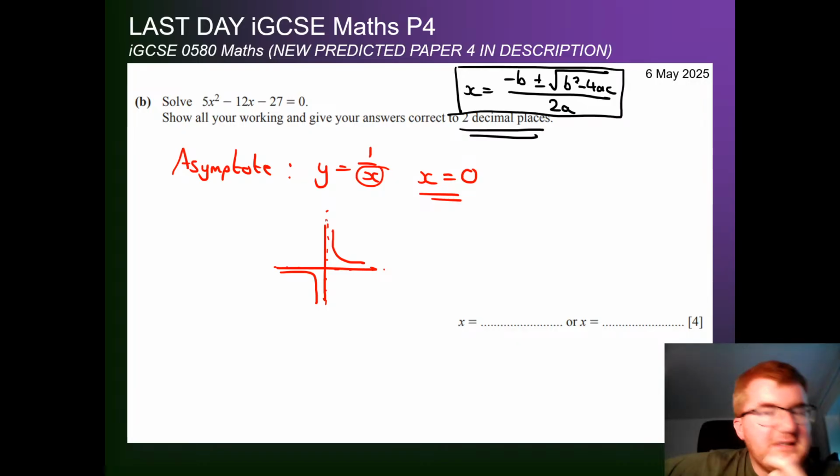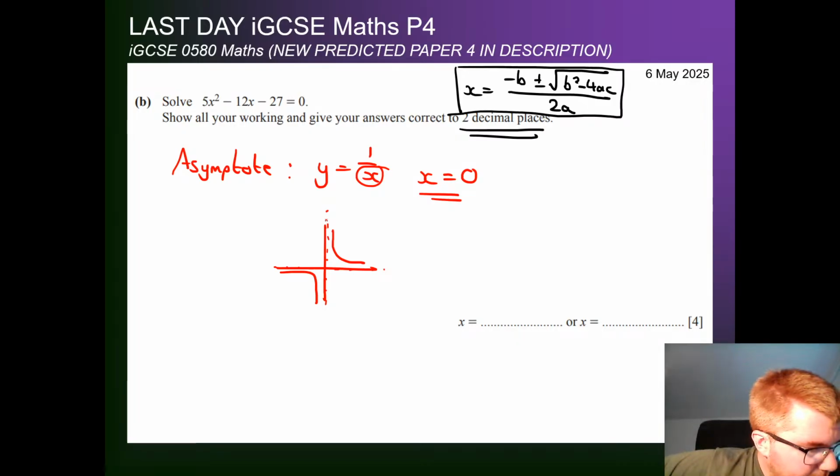How accurate are your predicted papers? I would say roughly 60%, 70%. It depends on the year, depends on what kind of questions they put. Yeah, I heard about the predicted paper getting leaked. I will deal with that as it comes.